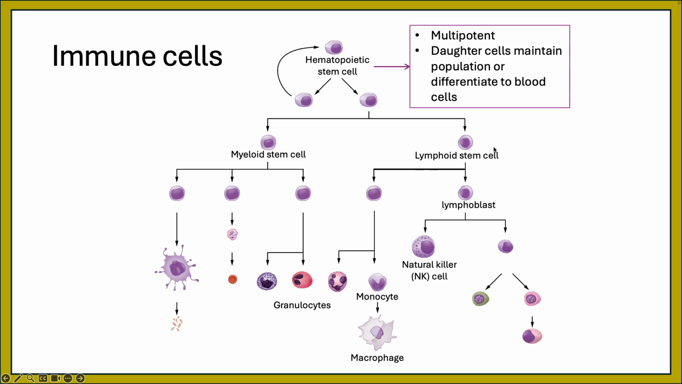Then you have the lymphoid stem cell. That's going to give rise to a lymphoblast, which gives rise to the natural killer cell, as well as the lymphocytes that play a role in the adaptive immune response. New evidence is also showing that it may also be the precursor to the monocyte and the neutrophil, which are going to act as phagocytotic cells.